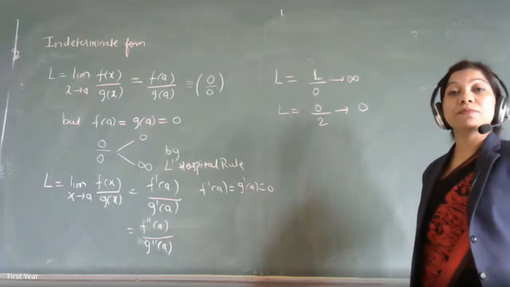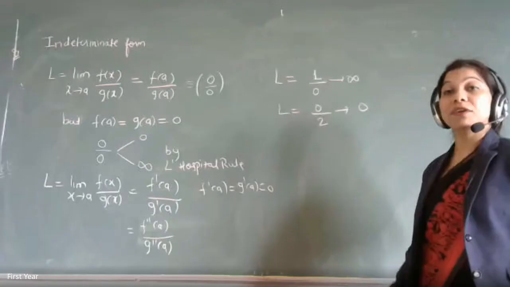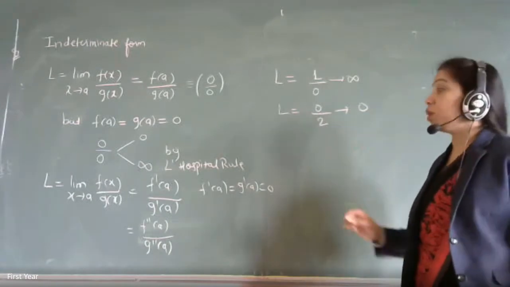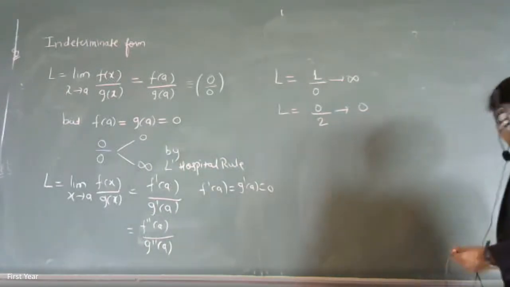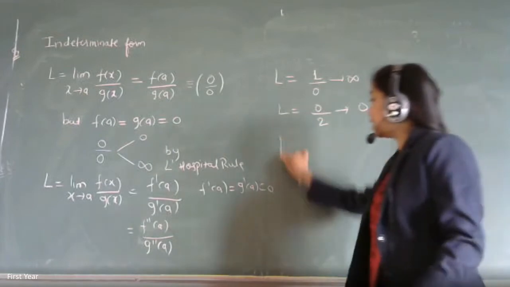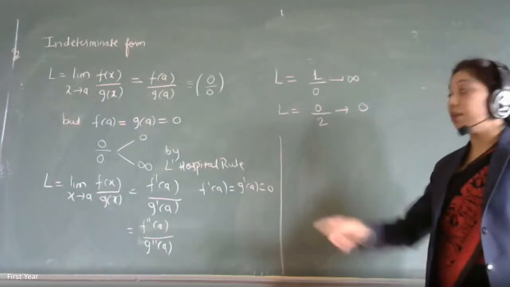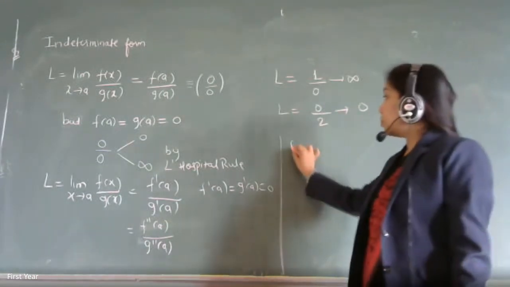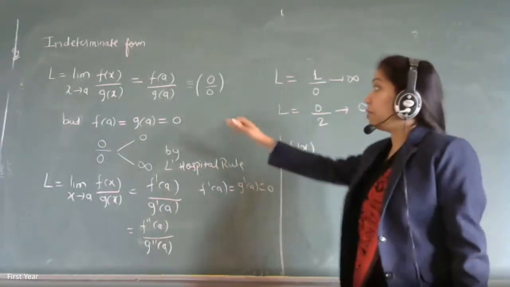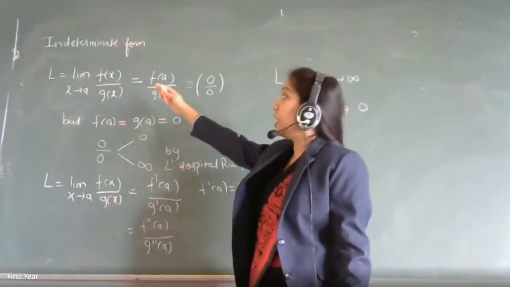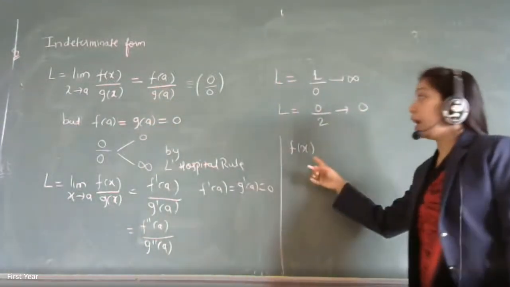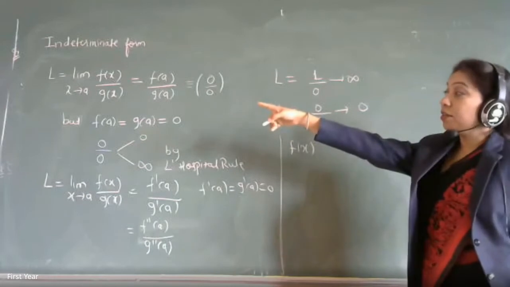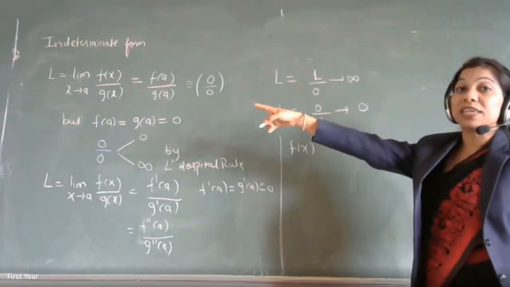Is this okay? Clear? So why is this happening? That is because we have studied Taylor series. Now listen carefully, I'll tell you the reason why this rule comes like this. Suppose your function f of x, this limit you have to find: limit as x tends to a, f of x by g of x. And we are writing the limit of f of x as x tends to a.